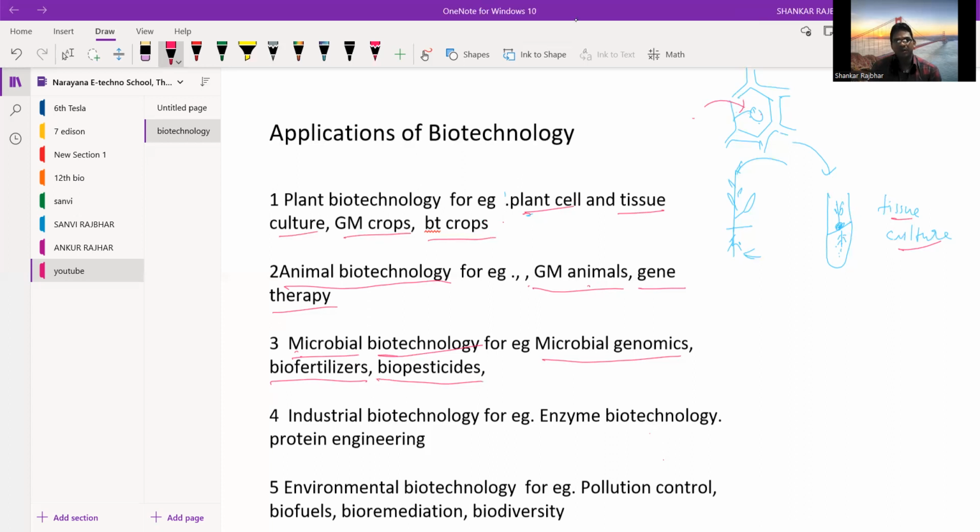That was genetically modified animals, gene therapy. Next one, if you want to skip this word, you can skip directly. You can write it as a biofertilizer and biopesticide.